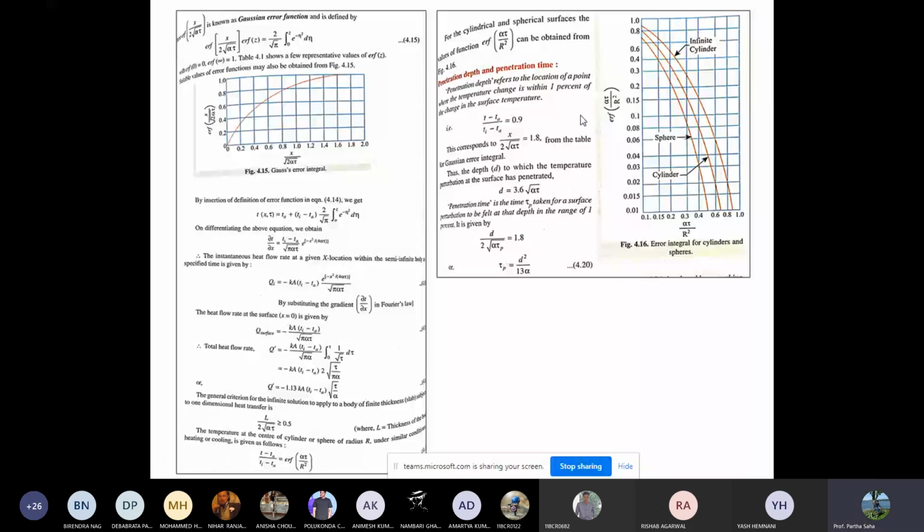There is another parameter called penetration depth and penetration time. Penetration depth refers to the location of a point where there is 1% of the change in the surface temperature. So for 1%, (T minus Ta) by (Ti minus Ta) will be 0.99. Now this corresponds to x by 2 square root of alpha tau equal to 1.8 from the table of Gaussian error integral. The depth d to which the temperature perturbation at the surface has penetrated is given by this formula. And penetration time is the time tau p taken for a surface perturbation to be felt at a depth in the range of 1%, given by d by square root of alpha tau p equal to 1.8, and then tau p you calculate. So you just have to remember this expression: tau p equals d square by 13 alpha, and the depth d equals 3.6 square root of alpha tau.